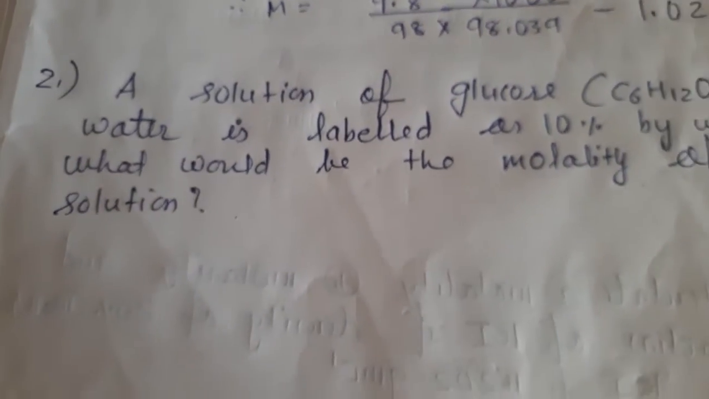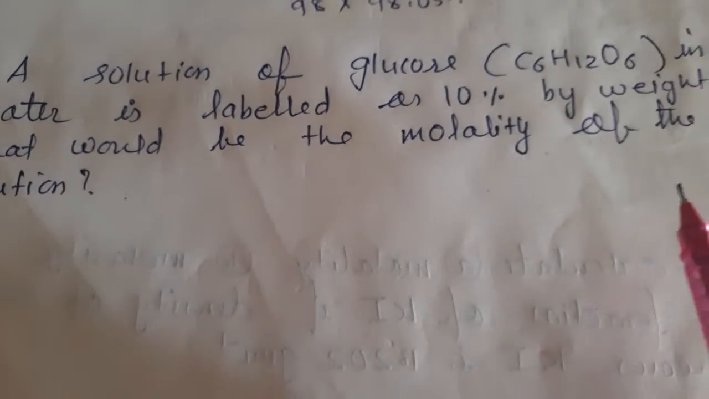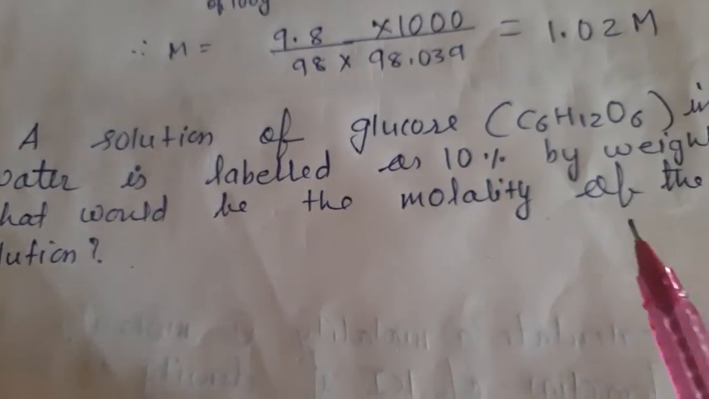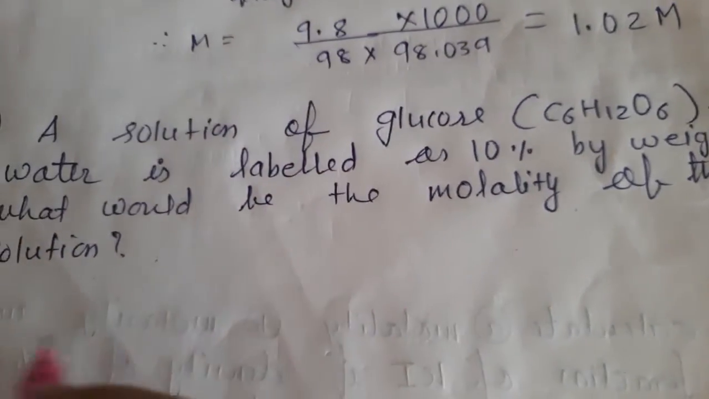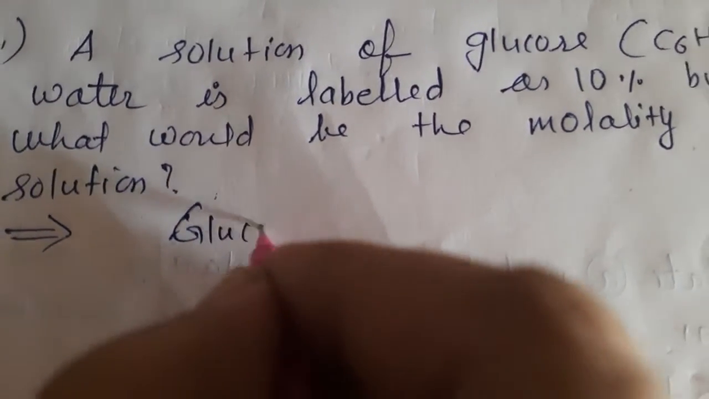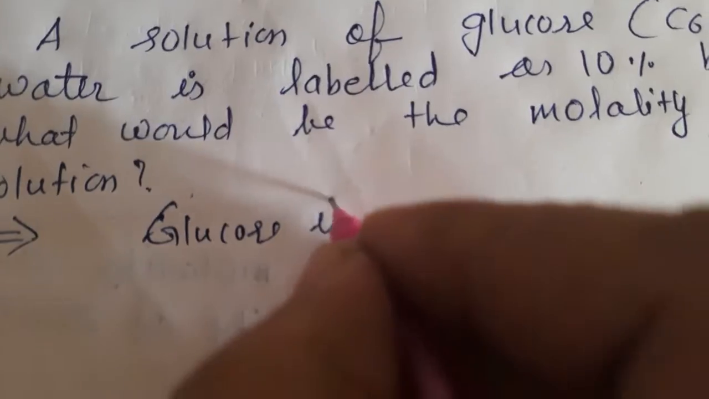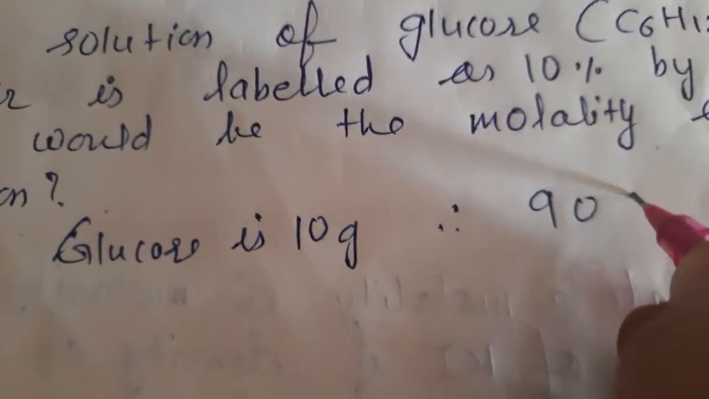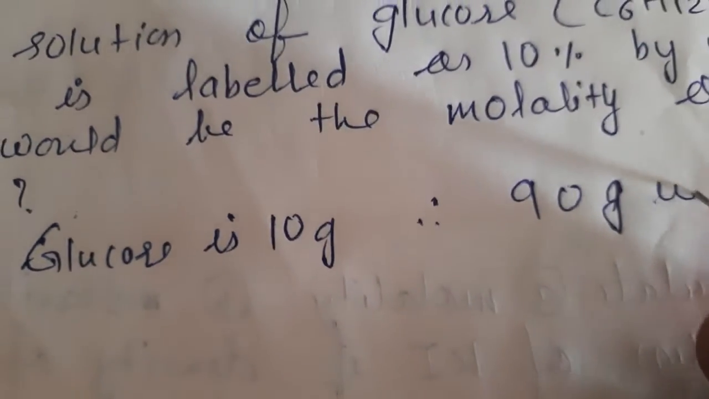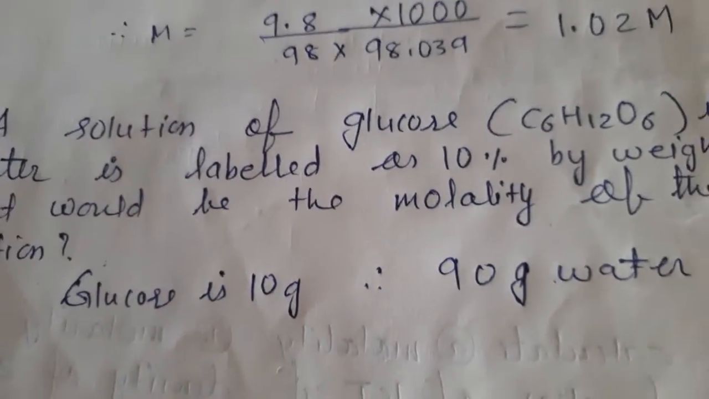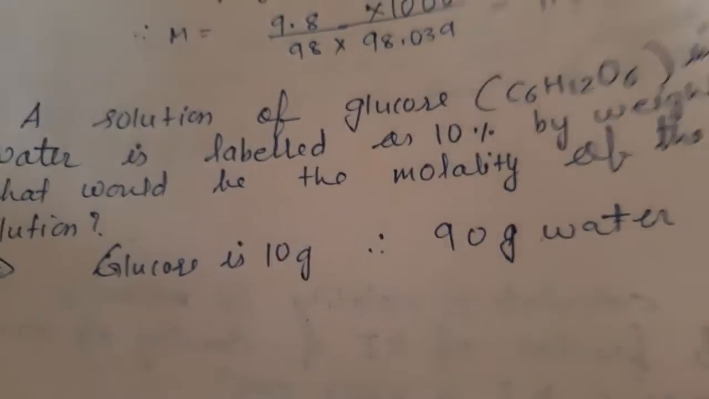Now next question is a solution of glucose in water is labeled as 10% by weight. That means solution glucose is 10 gram. Therefore 90 gram water. Okay, that is the 10% solution. So what will be the molality?